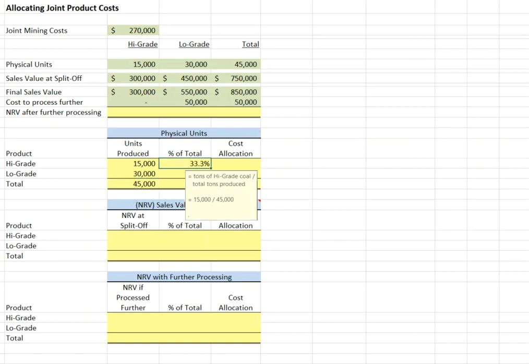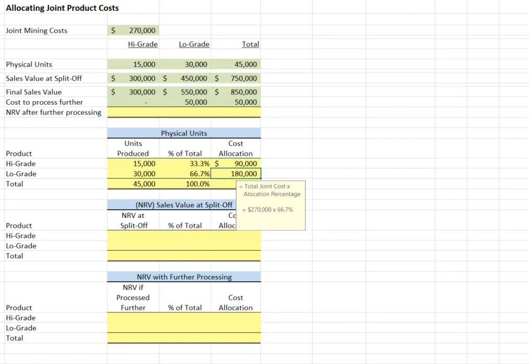15,000 of the 45,000, or 33% of the tons of coal we produce, is high-grade, and the other 2/3, or 66.7%, is low-grade. So we will allocate $90,000 of our joint product costs, which we're told is $270,000, to the high-grade coal. That's 1/3 of the cost. The other 2/3 of the cost will be allocated to the low-grade coal. Make sure that your totals foot, that the amount of cost you've allocated equals the $270,000 in joint product costs.